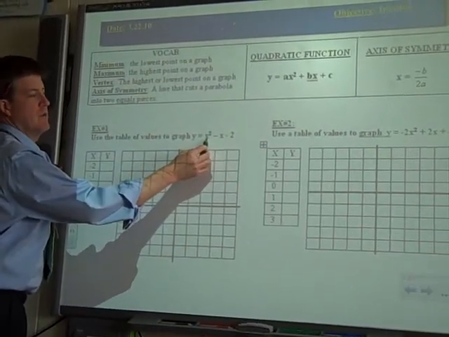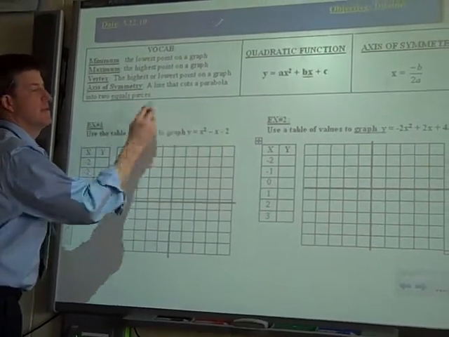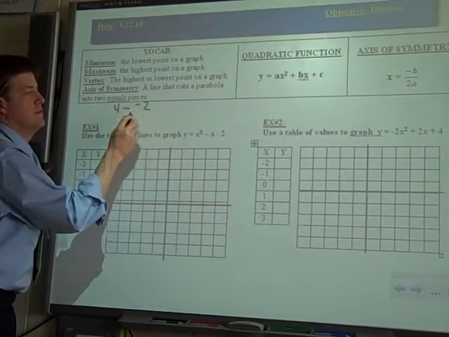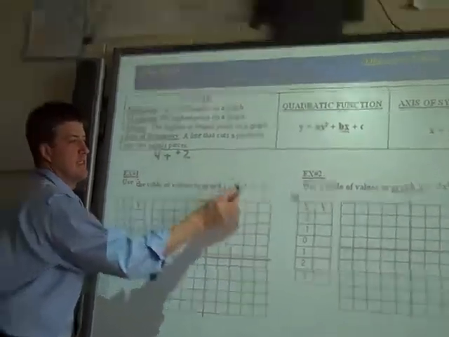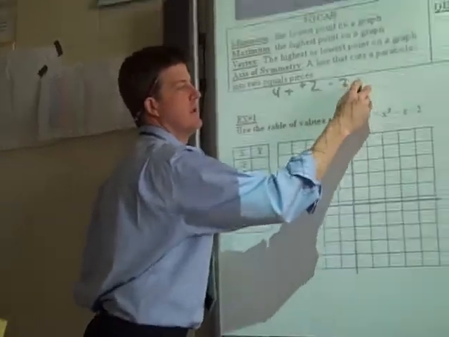So -2 squared is 4. 4 minus a -2, that's plus, that's 6. 6 minus 2 is 4.